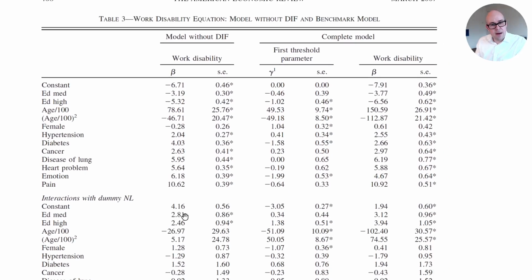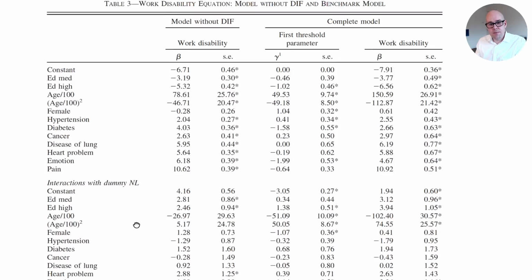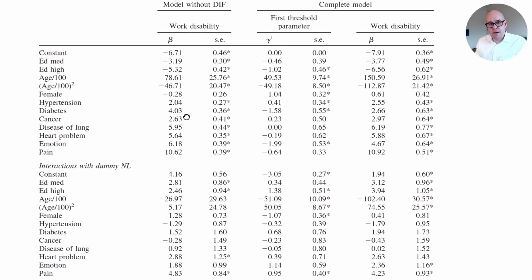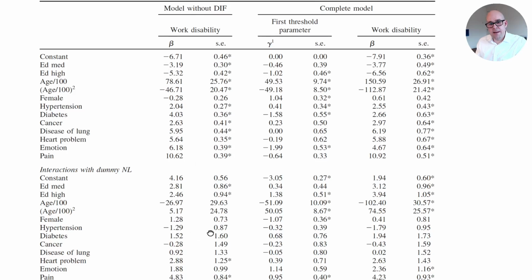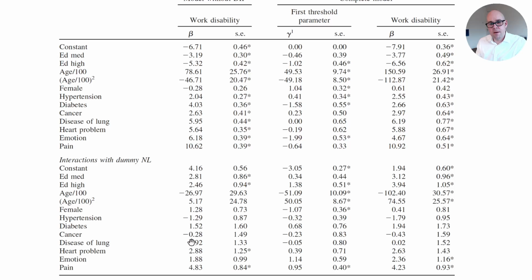Good. The results are shown in table 3. What you see here in the beginning is a generalization of an ordered probit model without reporting effects. So this is what you would normally get. The effect of female is minus 0.28, and this is not significant, as the standard error is 0.26. But that means that in the US, females are slightly less likely to be disabled.